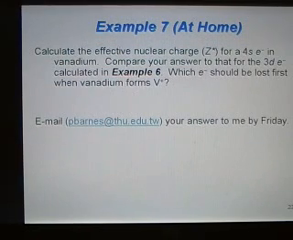Now, I ask you at home to calculate the effective nuclear charge for a 4s electron in vanadium. And I want you to compare your answer to that for a 3d electron that you calculated in example 6. Which electron do you believe should be lost first when vanadium forms V+? Calculate your answer and send it to me.